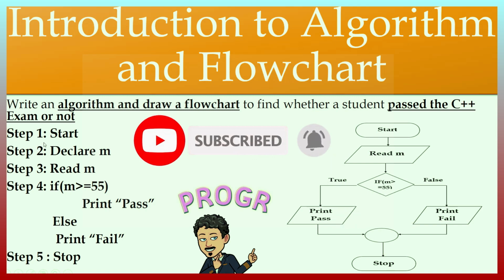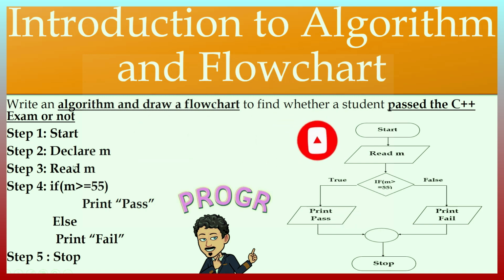We'll start with the algorithm. Step 1, start. Step 2, declare a variable called m. That is mark. We want to store the mark, only one mark. And read m. We are going to get the value for the mark from the user. Step 4, if m is greater than or equal to 55, it means that if anybody scored 55 and above, it means that it's pass. If the condition is true, it will print pass. If this condition is false, the else part will get executed. It means that it will print fail and stop.